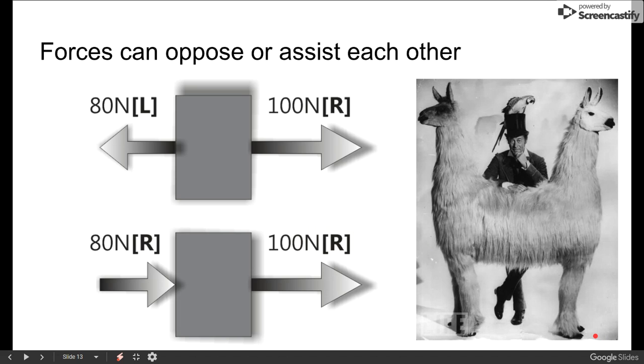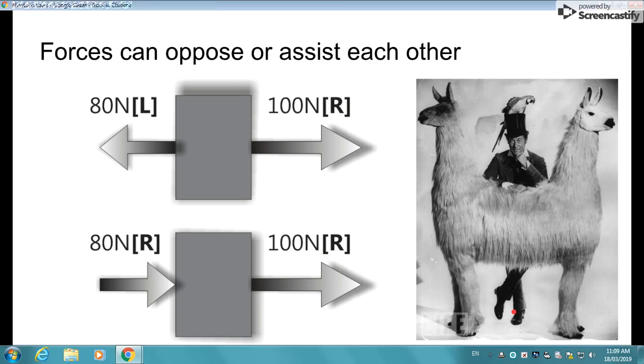Next part, we're going to look at Dr. Dolittle and how it relates to this topic.